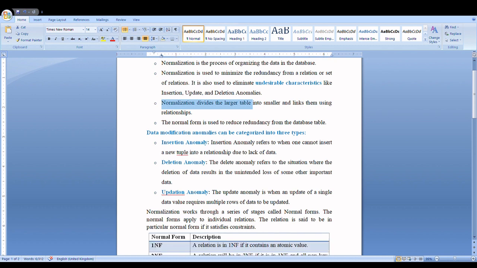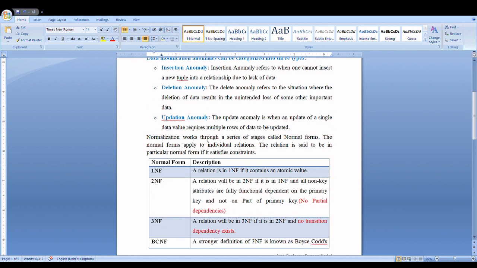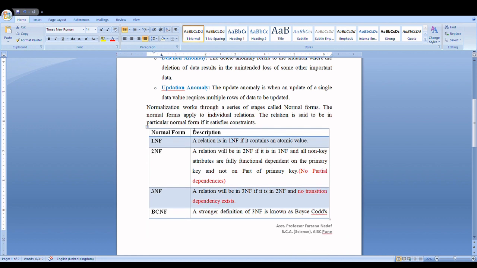Those rules are the normal forms, right? There are different normal forms in normalization. Normalization works through a series of stages called normal forms. These normal forms apply to an individual relation. A relation is nothing but a table, and a relation is said to be in a particular normal form if it satisfies all the conditions. Clear?